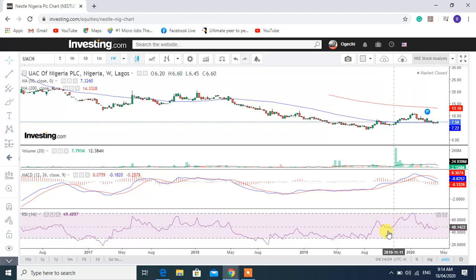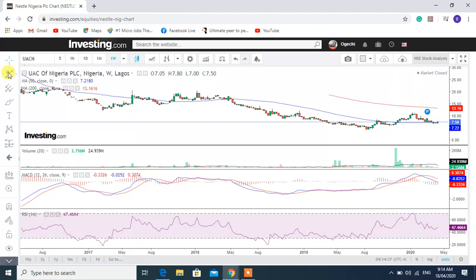Let's go back. I like to look at the RSI resistance and RSI support. Now the last RSI support level, after a brief rally and after a brief decline, which was here, was around 45, 46. That's this point here, 45, 46. So this is the RSI support at 45, 46, and you will see that after a brief rally, UACN nosedived back again and also found support at that same 45, 46.